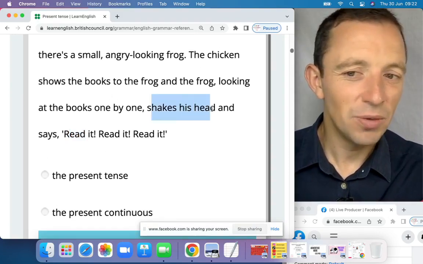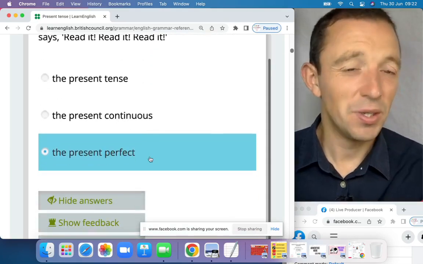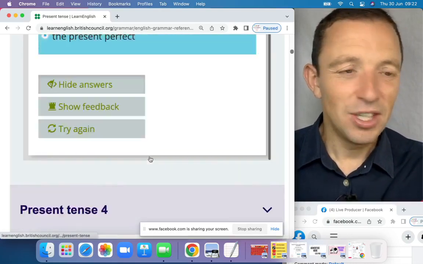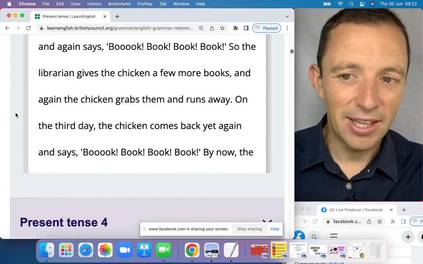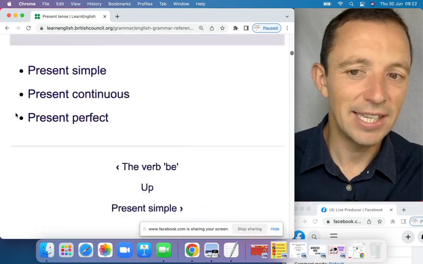Shakes his head. I don't know where the present perfect is at the end here. Anyway, so that's the joke. It's a long joke and it's a bit difficult. So that's everything for today, I think. That is most of the information from the lesson today.